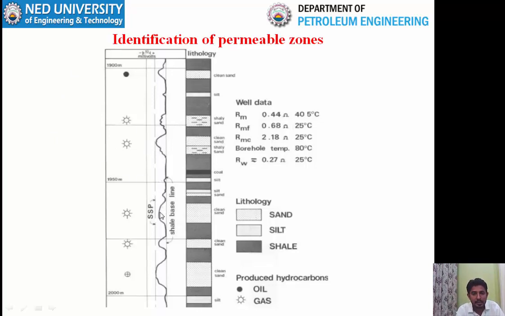So SSP is the maximum deflection you will have at any particular depth. So you can see the clean sandstone, the thick clean sandstone that contains the water, that is free of shale, you will have the maximum deflection or the maximum deviation from the shale baseline, and that maximum deflection is called SSP.